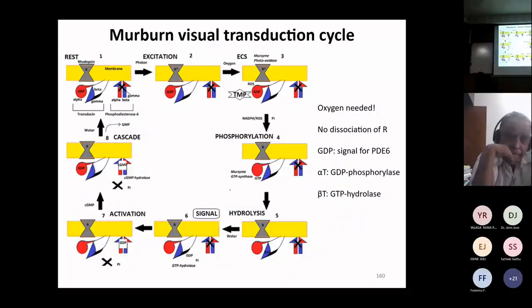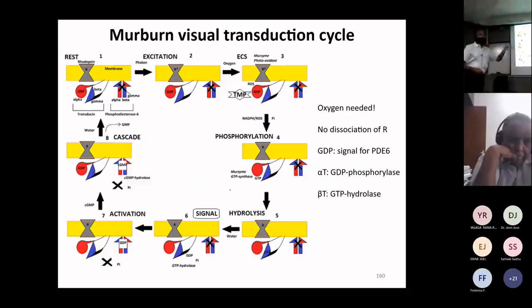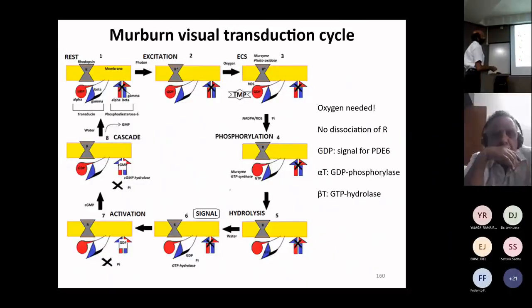So basically, oxygen is needed, and there is no dissociation of retinol. You see, there's no dissociation of retinol. Retinol can dissociate at high light and all that, but that is just a wasteful or some other reaction that can happen over a period of time. It's not something that is the direct process. Then GDP is the signal for phosphodiesterase activation and not protein-protein binding. And alpha-transducin is a GDP phosphorylase murzyme, and beta-transducin is a GTP hydrolase in the new theory.